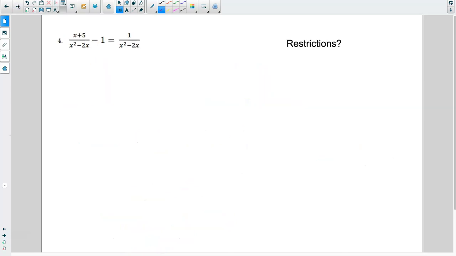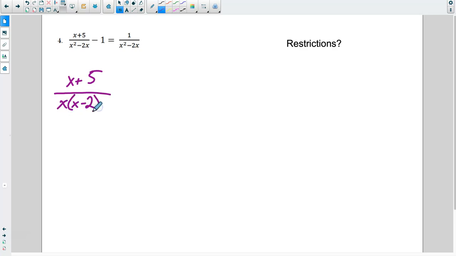Okay, this one throws people for a loop because of the 1. What am I dividing 1 by? 1. So we can rewrite that as a fraction and make it just 1 over 1. Now, the other thing I'll say is let's also factor the piece on the bottom. So x squared minus 2x is going to be what? X times x minus 2.